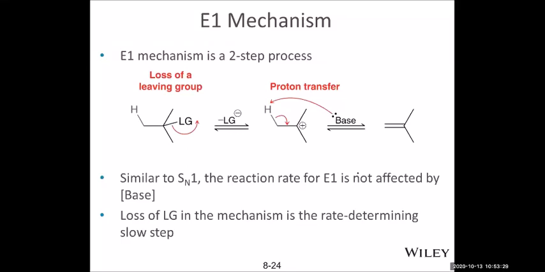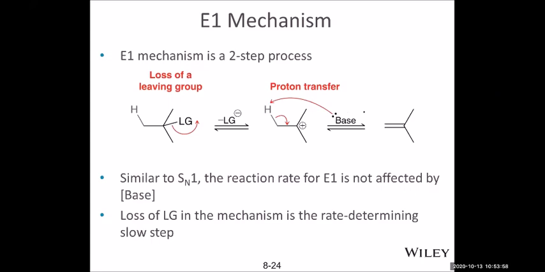Okay, E1 elimination. If you remember SN1, there are many occasions where it can be the leaving group that produces a carbocation, or protonation of the alcohol first, and then remove water to give a carbocation. There are two ways we did in SN1. We'll see very similar in the E1. And so E1 is the same, the two-step leaving group, carbocation.